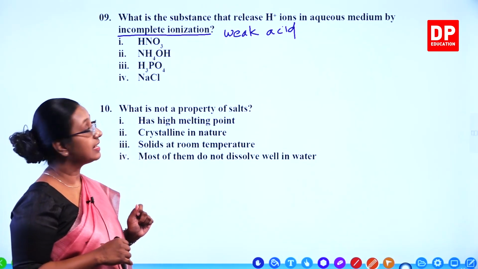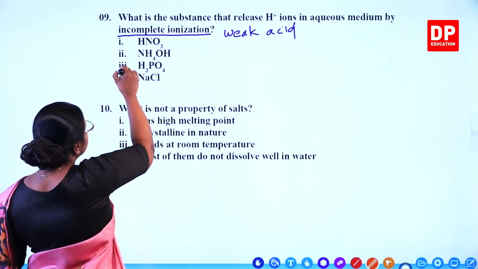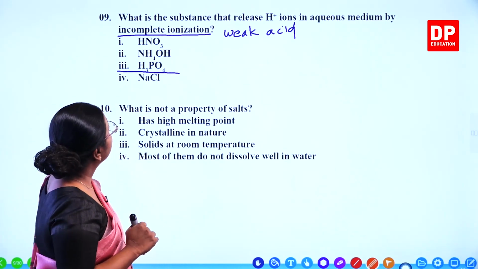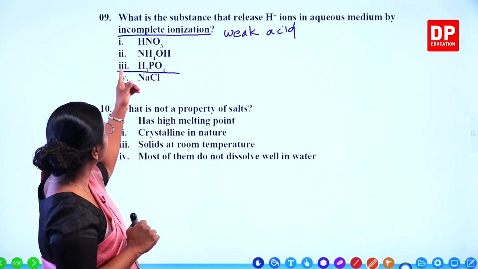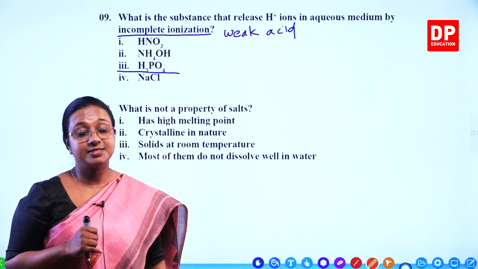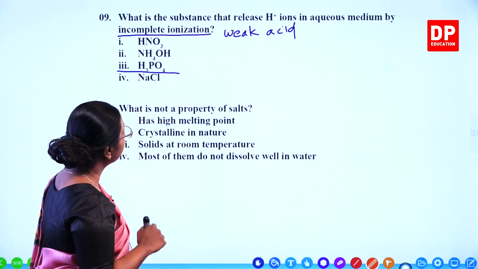H3PO4 is a weak acid. Sodium chloride is a salt. So, H3PO4 is the answer. What is the substance that releases H plus ions in aqueous medium by incomplete ionization? Phosphoric acid, H3PO4. Then what is not a property of salt?